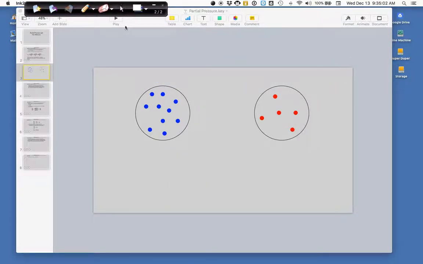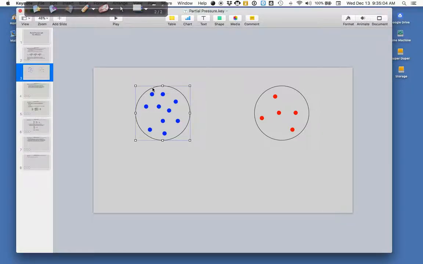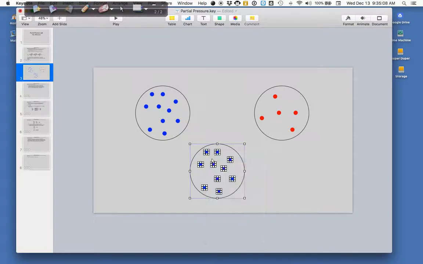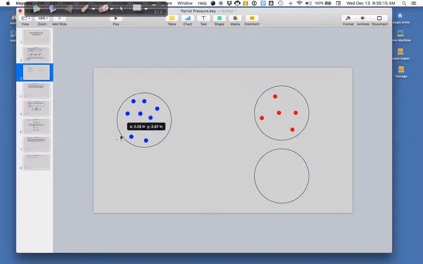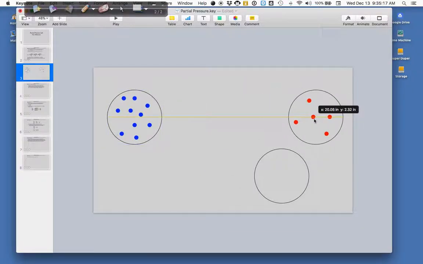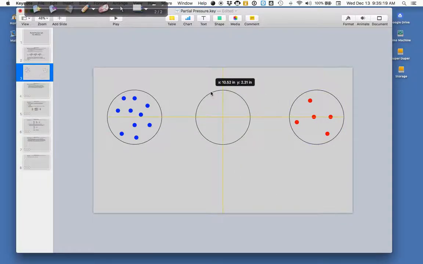And then guys, what I want to do is this. I'm going to copy this, paste this, move this, ungroup this, and then grab the circle, delete these, and now I'm good. Okay, so guys, with that said, here's what we're now going to do. And let's remind ourselves, what's the pressure of blue? 2 atmospheres, pressure of red, 1 atmosphere.